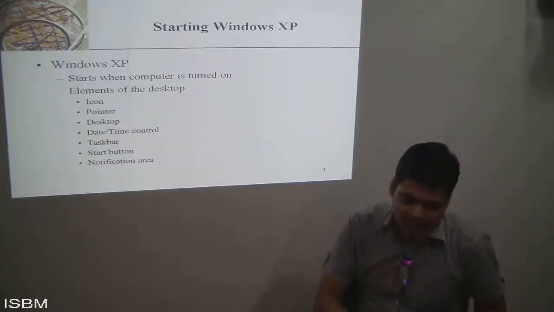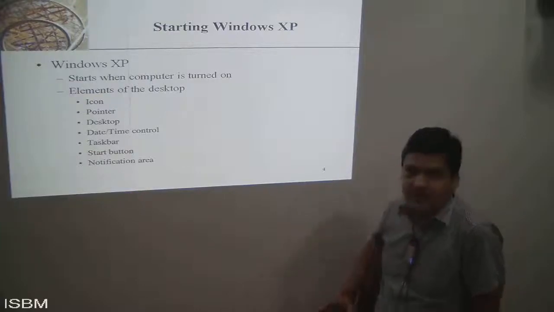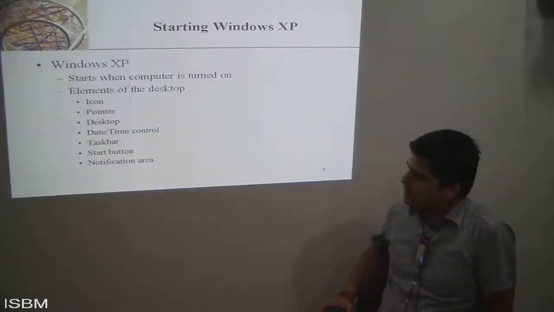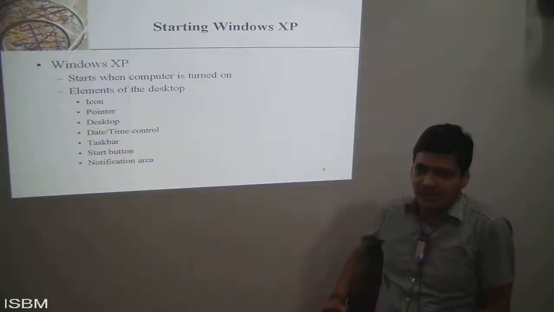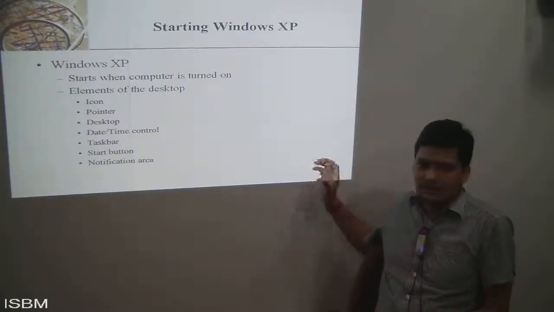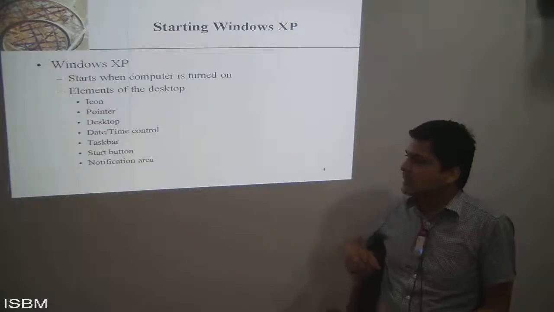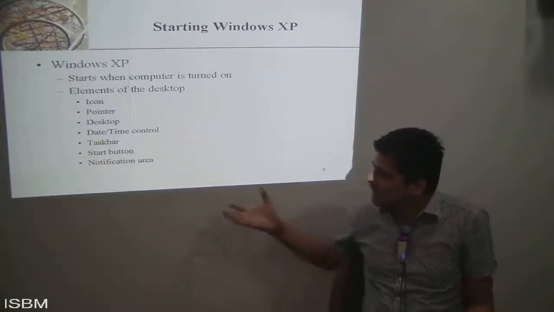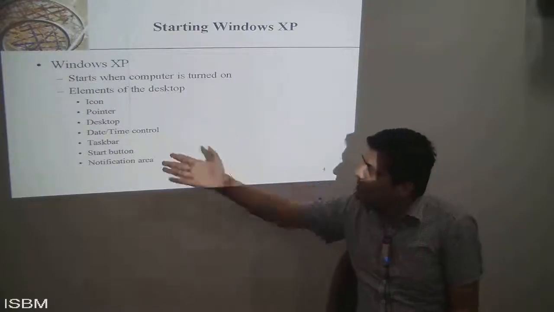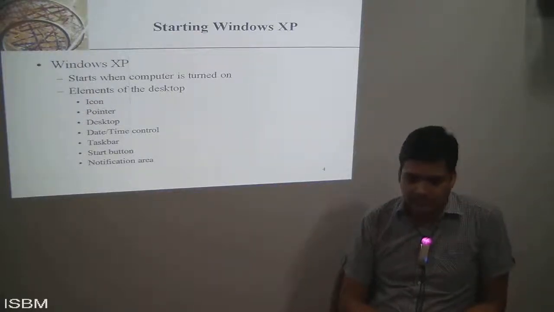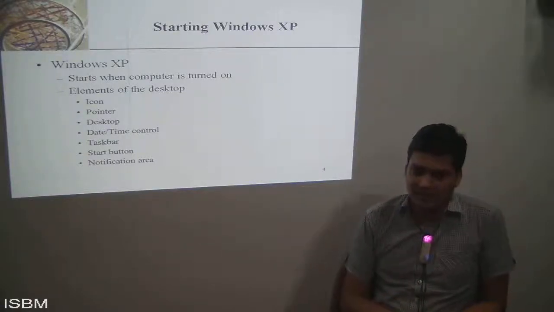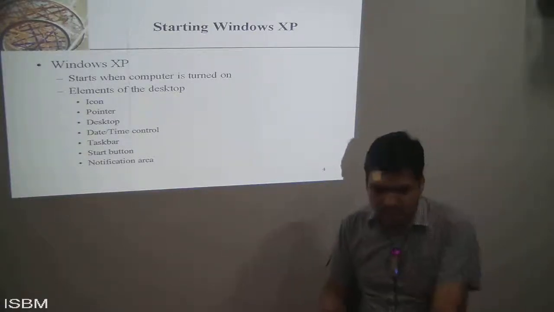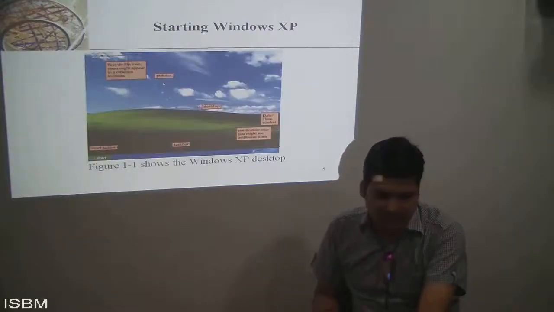So what are the elements of the desktop? These are the elements of the desktop: icon, pointer, desktop, date and time control, which is at the right below, taskbar, start button, notification area. These are all the elements of your desktop. We will go through each and every element of the desktop slowly. We will start with the icon.